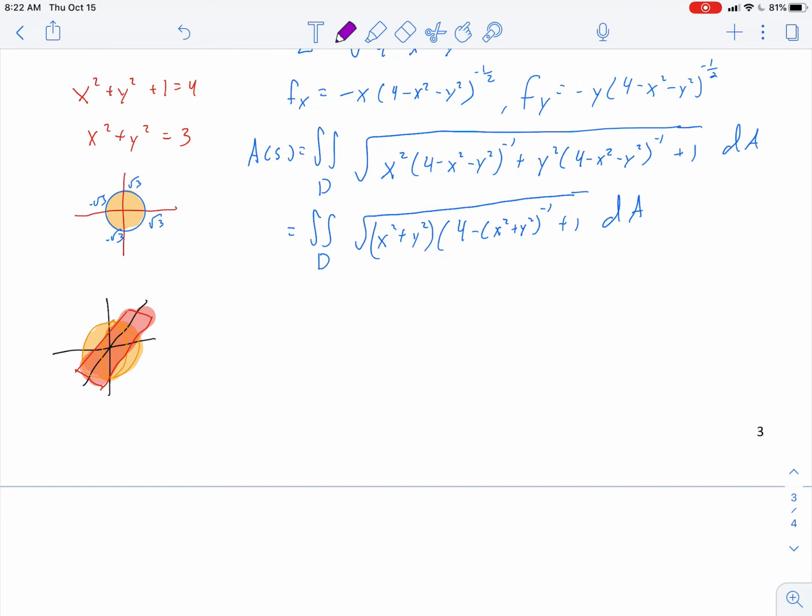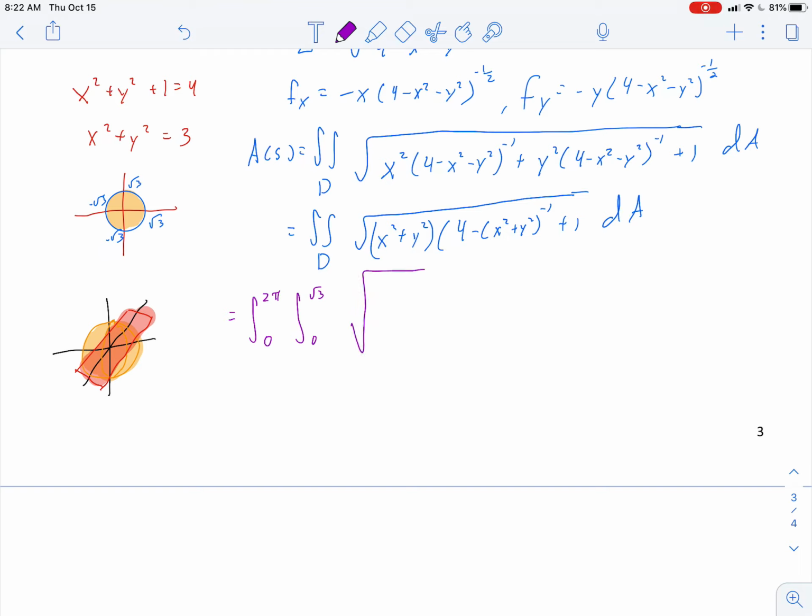All right, now I have a circle, so let's do polar. So I'm going to change everything to polar coordinates. I'm going to go from theta first, and that's going to be a full circle, so 0 to 2 pi. And then my radius is 0 to square root of 3; radical 3 is how far the radius extends. And then the square root of x squared plus y squared is just r squared.